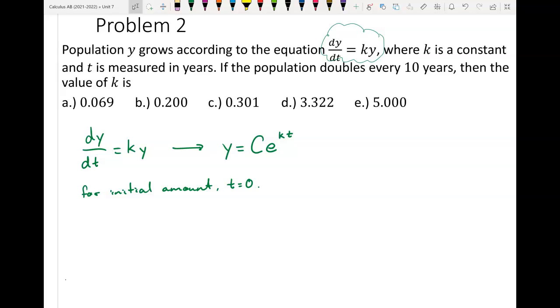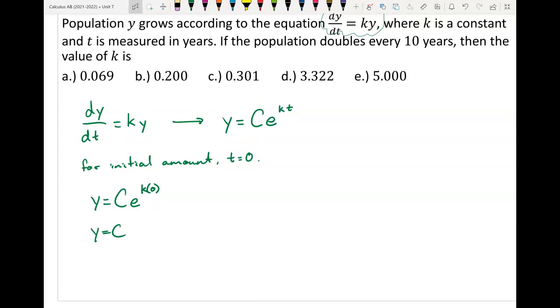Well, let's see what happens when we plug in t equals 0. So we would have y equals c e to the k times 0. What is k times 0? What is e to the 0? So what is c times 1? So y equals c. That is always going to be true.